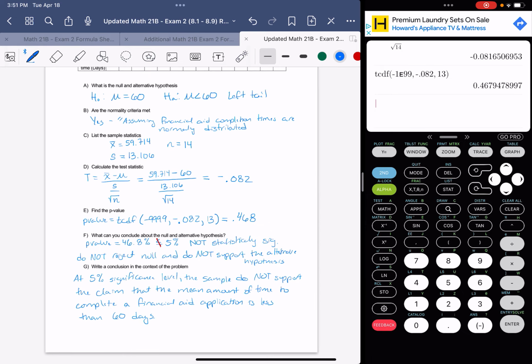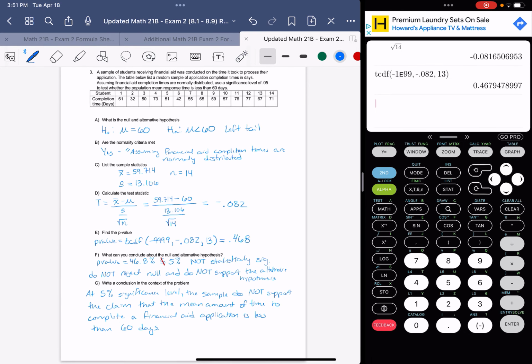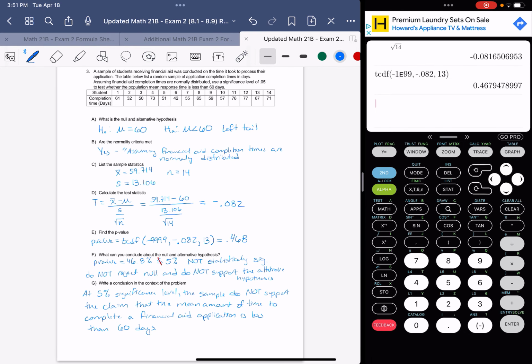Phew. We've gone through a lot. We're now done with 3 of the 6 questions. We've seen 3 different types of questions that may appear. Any questions on any part of number 3?